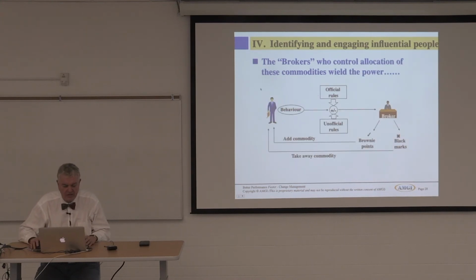The brokers who control the allocation of these commodities wield the power. There's the broker. And if your behavior is negative, you get black marks against you. Take away the commodity. Or you get brownie points, add the commodity. So you've got to figure out the official rules and the unofficial rules. These are the official rules of the company and the unofficial rules. And this broker here, you've got to know what's going on. You've got to know who these people are and how these rewards and recognitions are given out. And what motivates them. Because if you're going to change these behaviors, you've got to understand this dynamic.